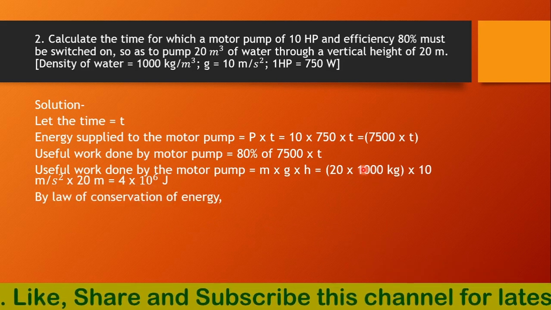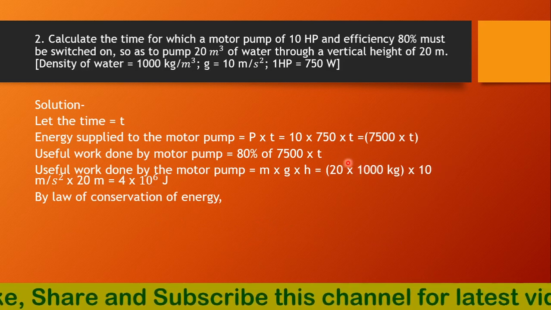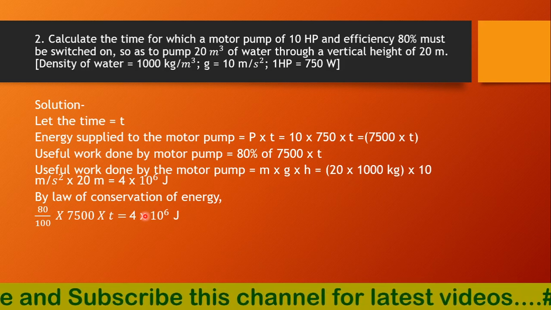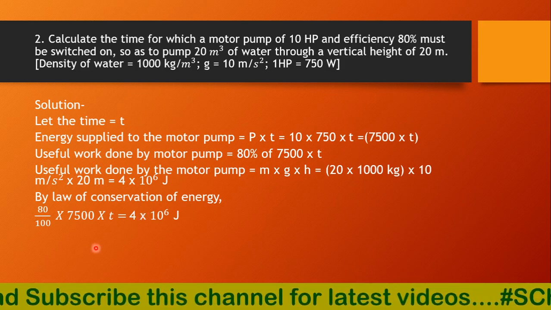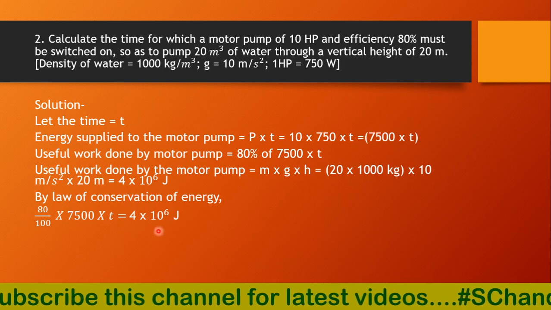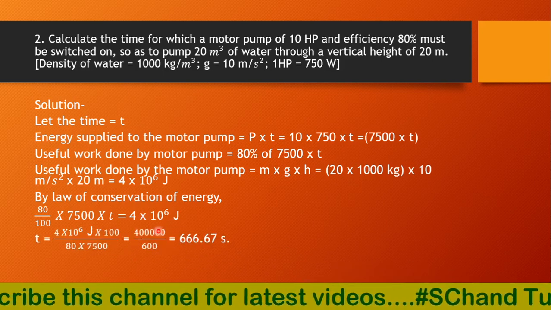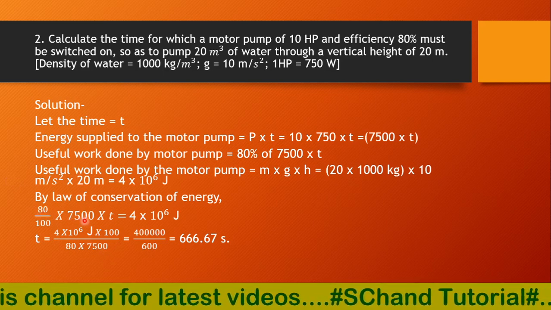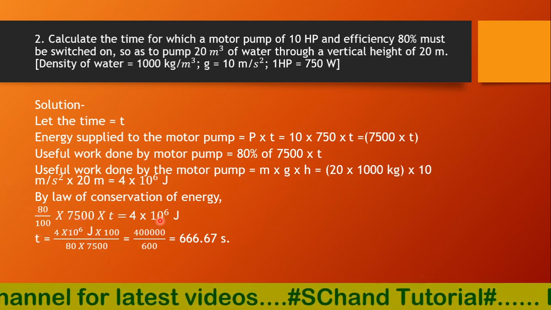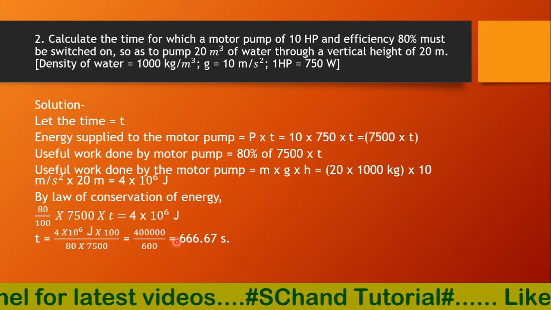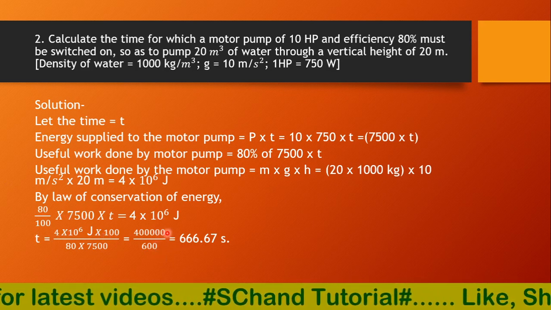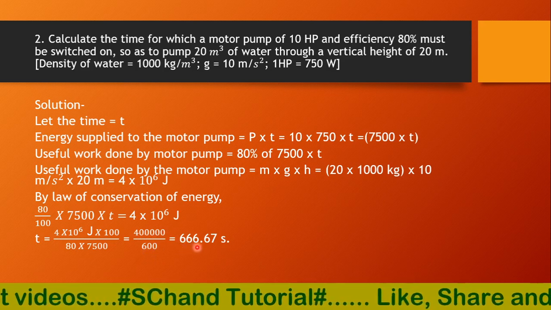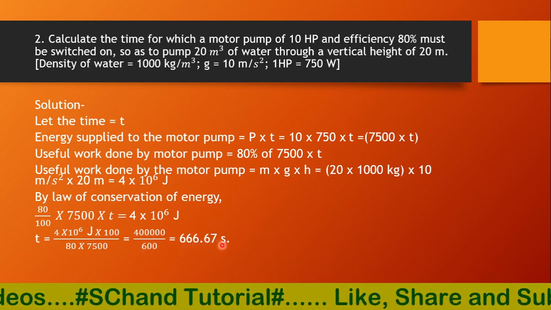Then by the law of conservation of energy, these two energies will be the same. So 80% of 7500 into T is equal to 4 into 10 power 6. So T will come out to be, with 80 into 750, this will go down and 100 will go up because of the cross multiplication. 2 zeros cancel, and we get 4000 over 6, that is equal to 666.67 seconds. That is the answer.